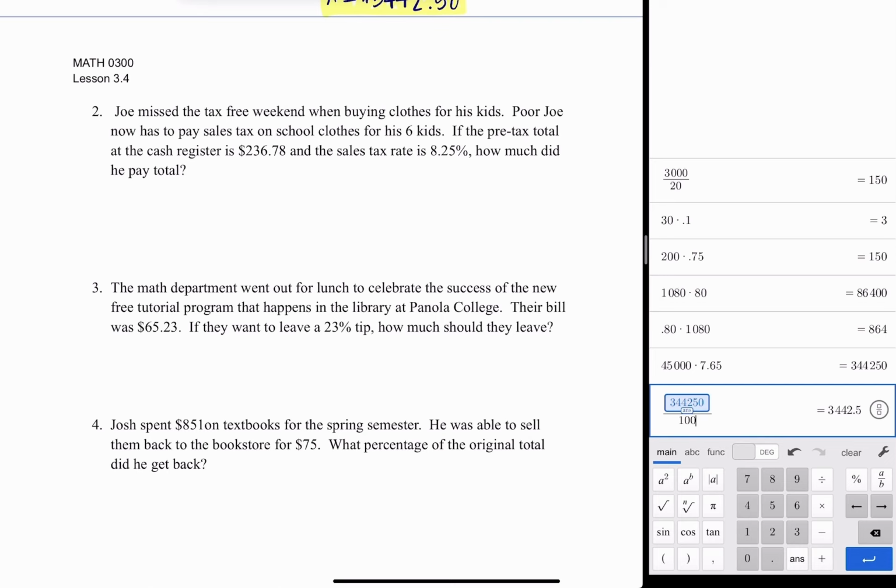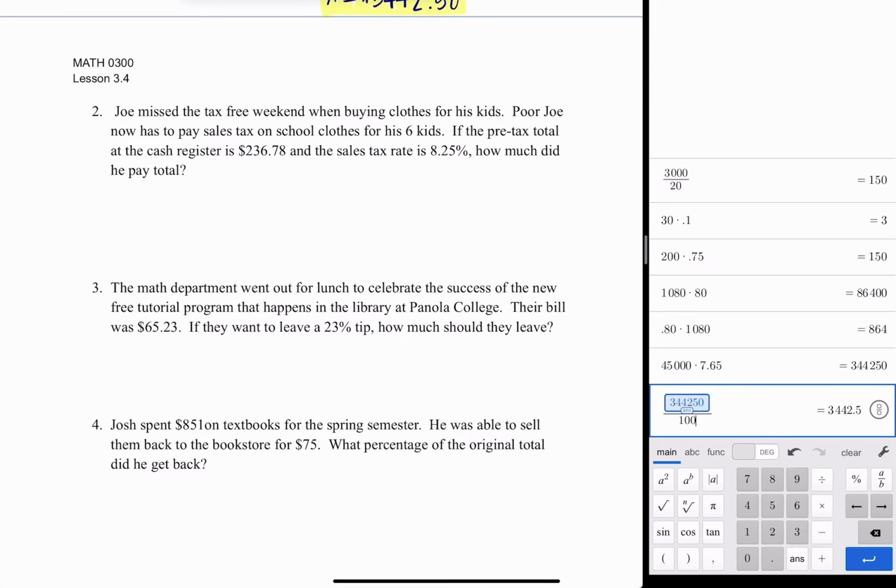So now here's Joe. And poor Joe missed the tax-free weekend when buying clothes for his kids. Now he has to pay sales tax on school clothes for 6 kids. He should have been paying attention and gone to the tax-free weekend, but he didn't. So now we need to figure out how much he pays total if the price tags add up to $236.78, and the sales tax is 8.25%. So let's see if we can change this into a question we need to answer and a question we know how to answer.